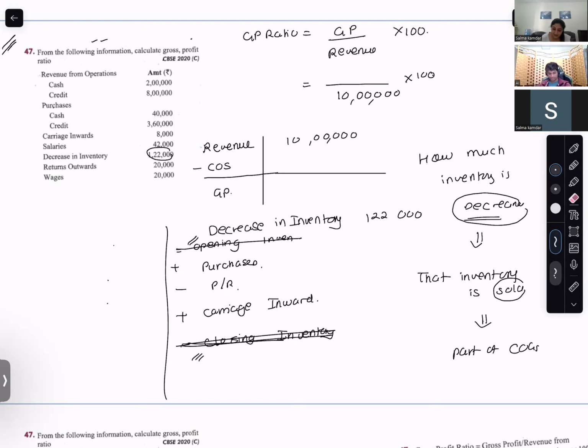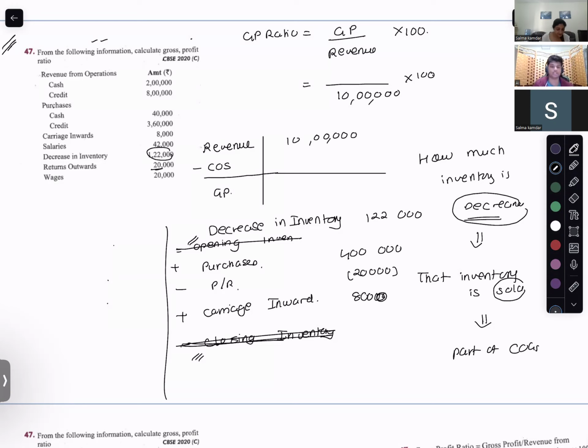Purchases is 400,000. Purchase return is 20,000, so minus 20,000. And the carriage inward is 8,000. So can you give me the total cost of sales? Please calculate. It's 530,000. Sorry, 550,000. Are you sure? No, no, 530.